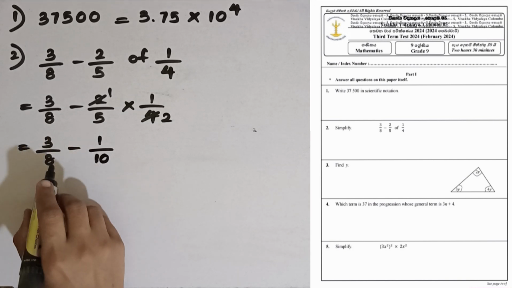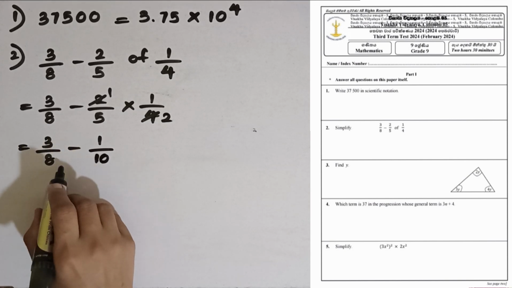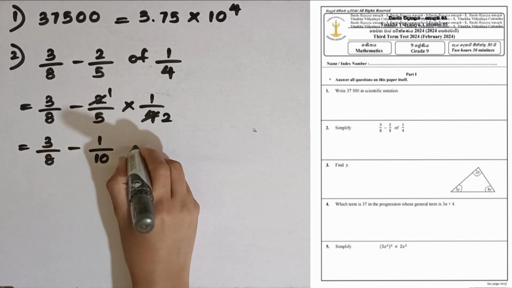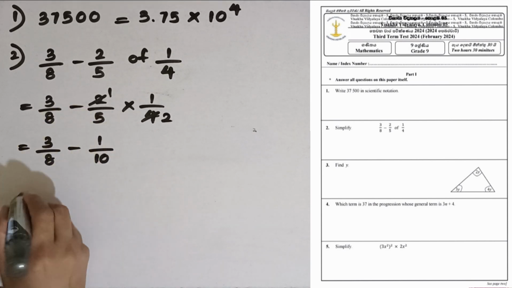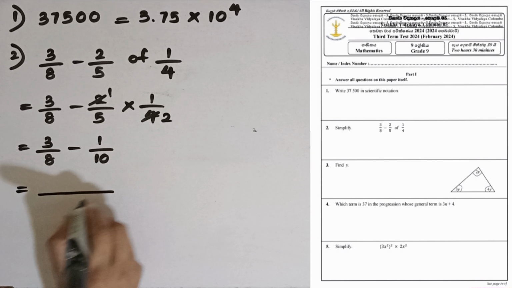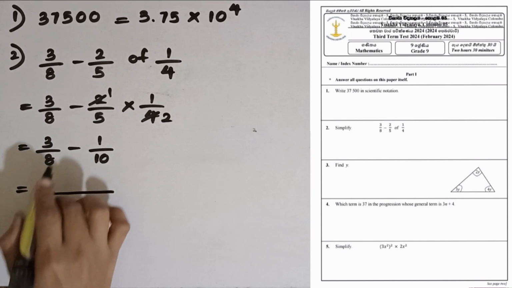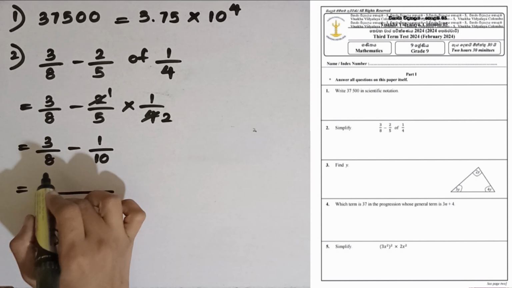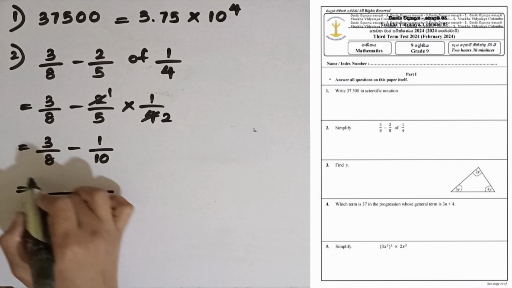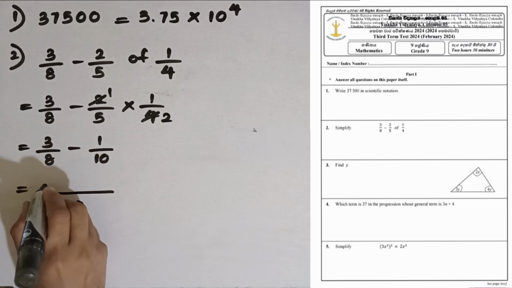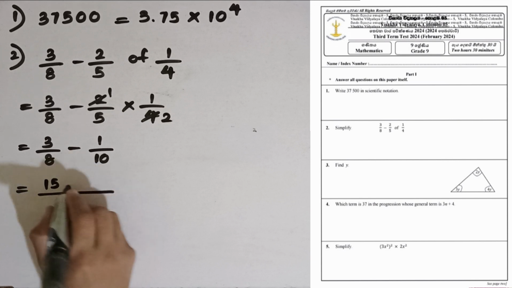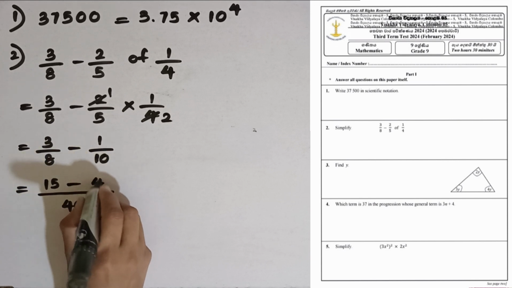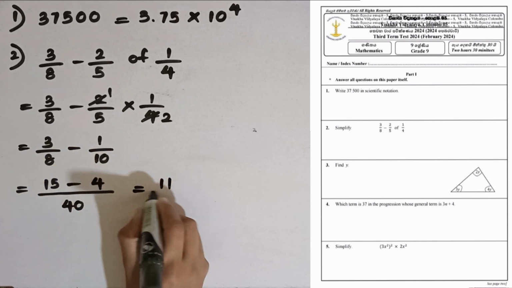Now we can take the common denominator. What is the common denominator here? 8 and 10, the common denominator is 40. The first fraction should be multiplied by 5: 5 times 8, 40. 5 times 3, 15. Then the second one by 4: 4 times 1 is 4. The answer is 11 over 40.